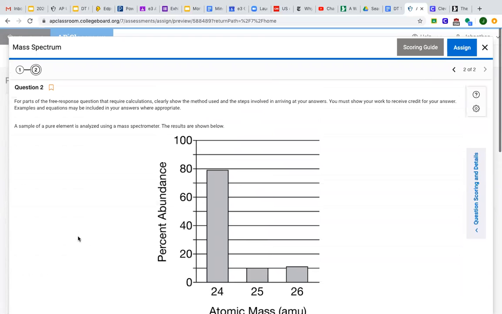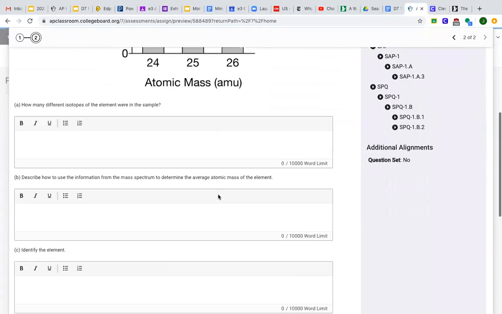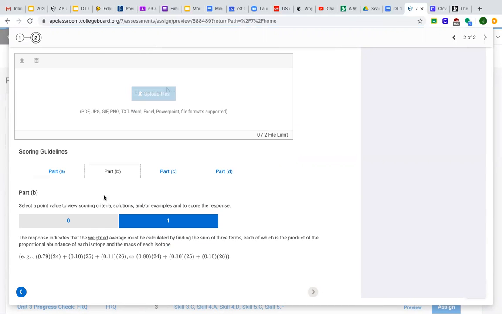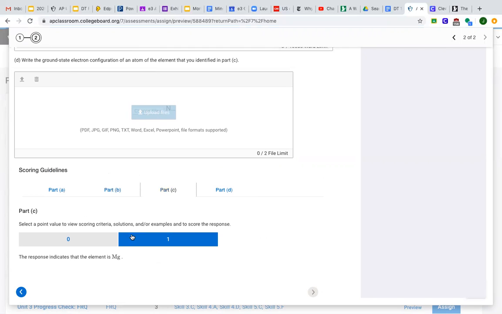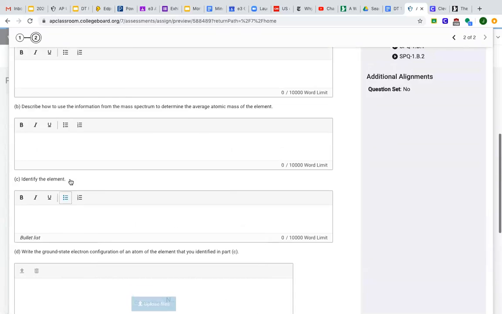Let's just look at the answers and how they score these things and what they say, like how do you get your points, right? That's what I'm interested in. So part A, you just have to talk about the 3 isotopes. That's it. This is just easy. Part B, you would actually show the weighted average. That's exactly what I said. And then part C, you just say that it's magnesium. Part D, you just do that right. That's exactly what we had.